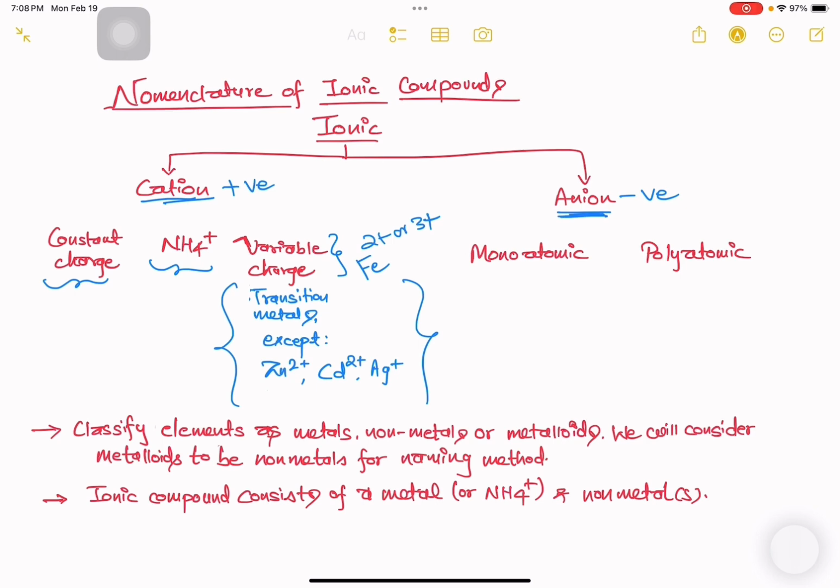Now the anion can be monoatomic, meaning a single atom, for example chlorine, or it can be polyatomic, for example ClO3. Chlorine is one atom, oxygen is another atom. So if it is two or more atoms, then it is called polyatomic.